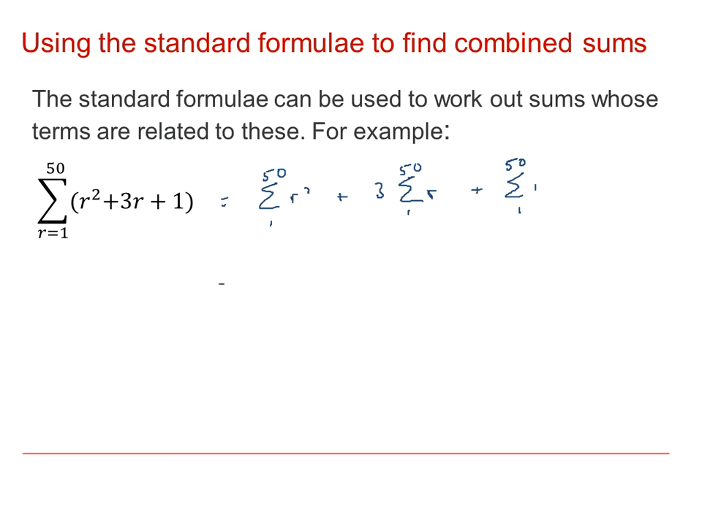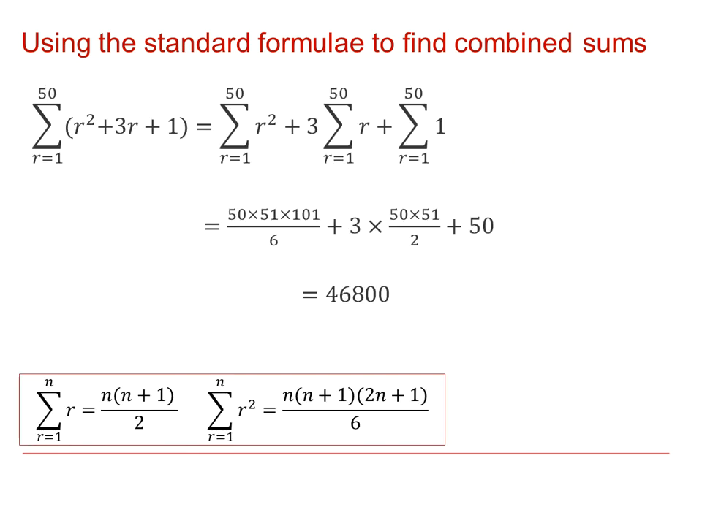So now, using the formula that we've developed for sigma r squared, sigma r and sigma of 1, we can write this as firstly 50 multiplied by 51 multiplied by 101 divided by 6, so that's n, n plus 1, 2n plus 1 over 6. Then plus 3 times sigma r, which is n, which is 50, multiplied by n plus 1, 51, divided by 2. And then finally, the sum of 1 from 1 to 50 is equal to n, which is 50. And if you then calculate those, you find you get a total of 46,800.